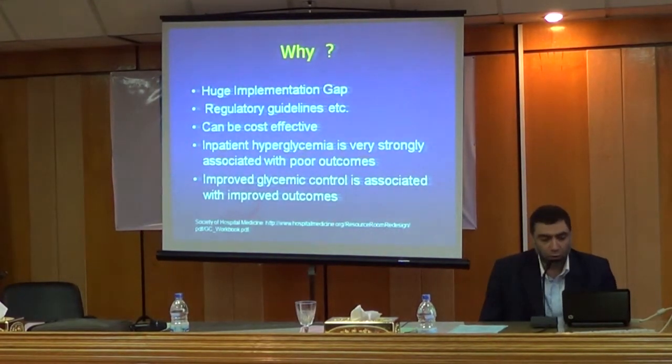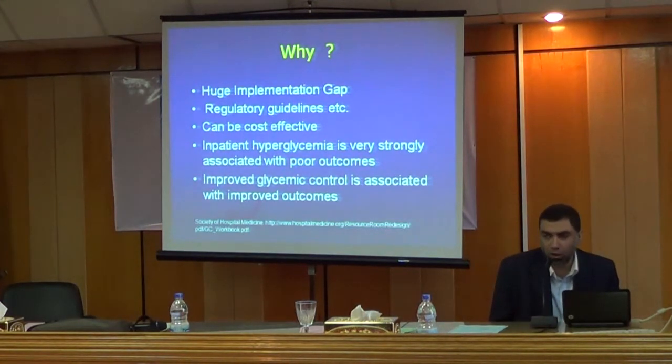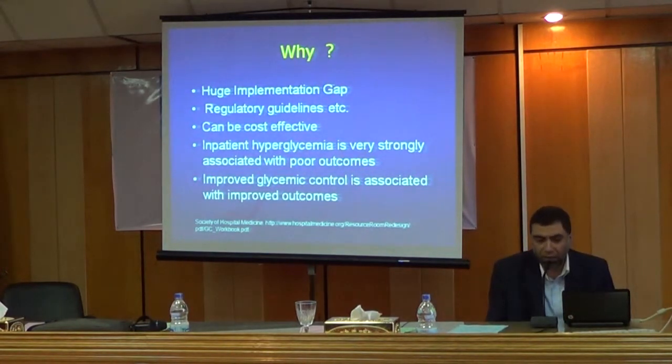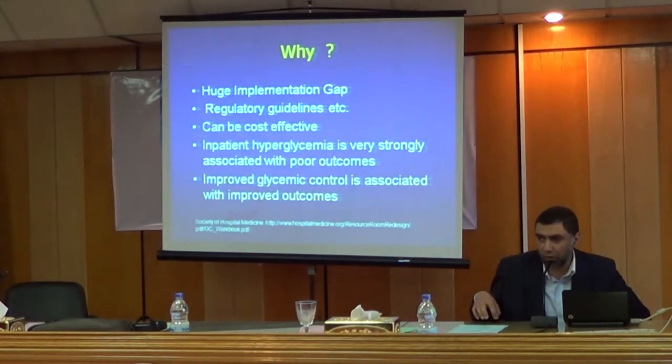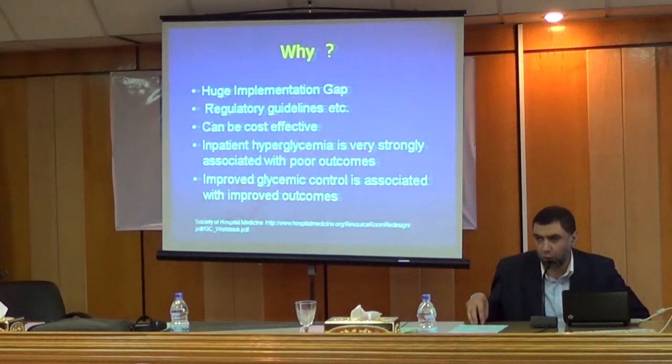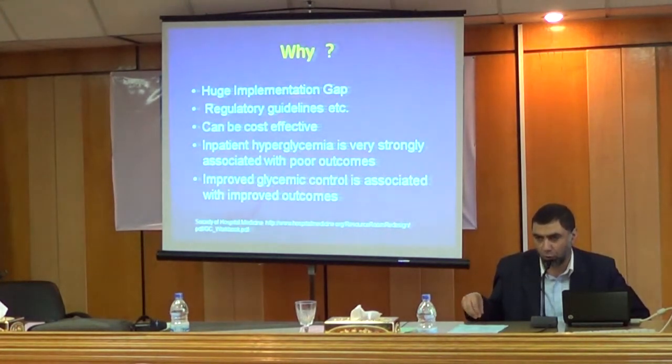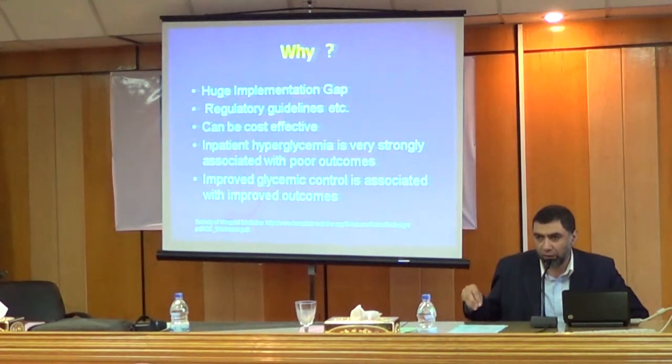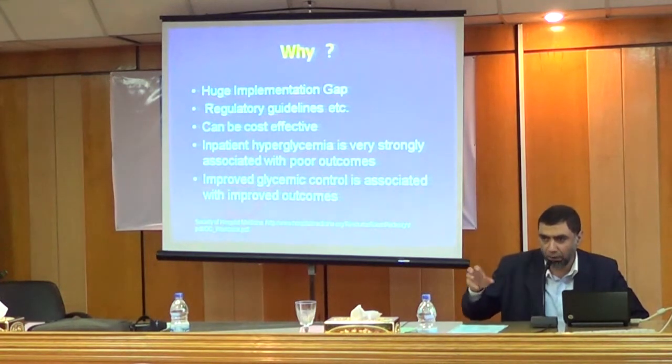I think all of you may share me that there is a huge implementation gap between the guidelines and the recommendations and what is actually on the ground in our hospitals. There are a lot of regulatory guidelines. It can be cost effective. And by in-hospital management of diabetes, it doesn't mean the diabetic patient who is admitted for diabetes control. I mean the diabetic patient in any ward, in the nephrology department, in the gynecology department, in the ortho department: how will we deal with his diabetes? Because usually this is a missed part.